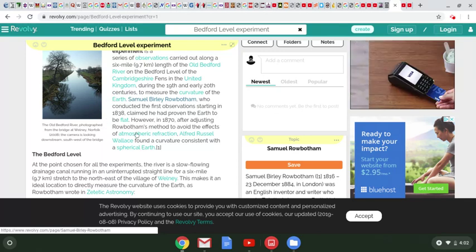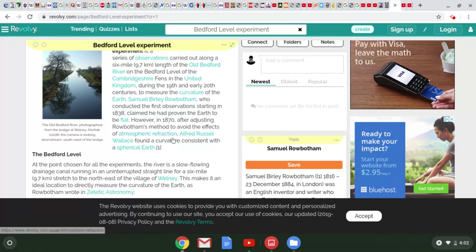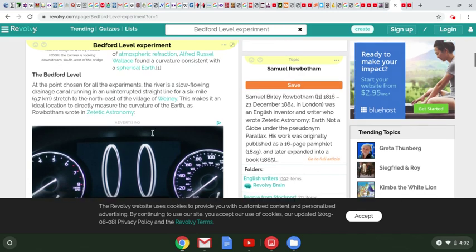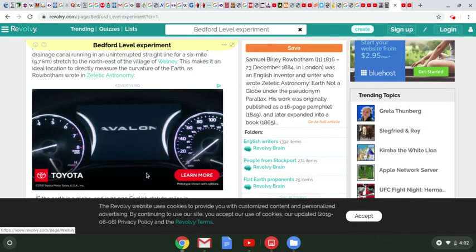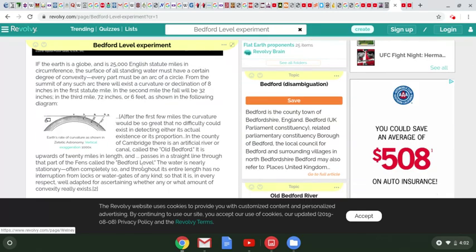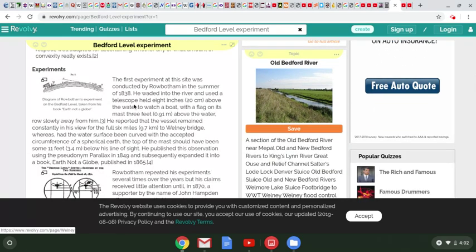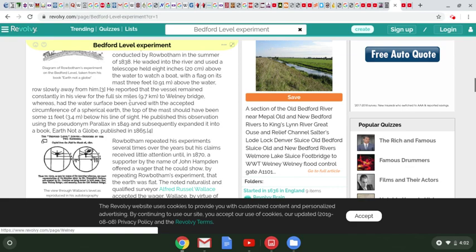But then what do they say? Oh, it's just a refraction. It's just a mirage. All right, man. So that's the hijack. You can definitely dig in a lot more on the step-by-step of this Bedford Level popping off in 1838.